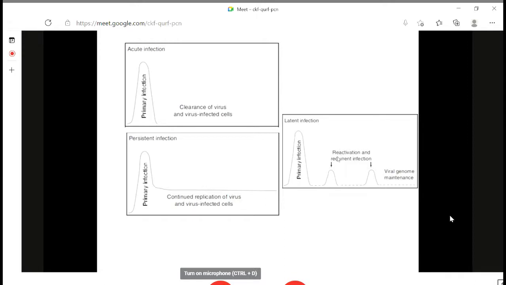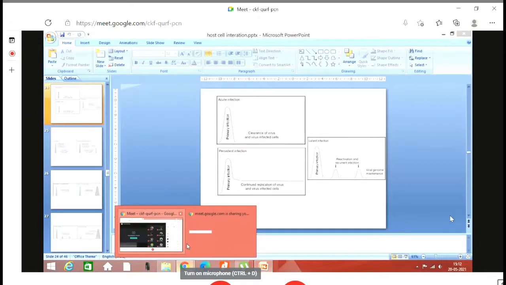And due to reactivation, again, recurrent infections and episodes of the disease will occur at different stages. In this way, an animal throughout its life may show this kind of reactivation and disease episode. So when this disease occurs, this is the active stage where they can transmit the infection to other animals in the population.